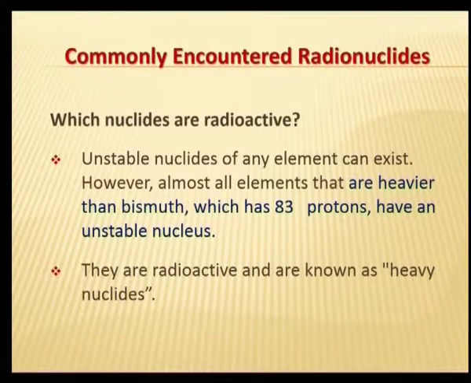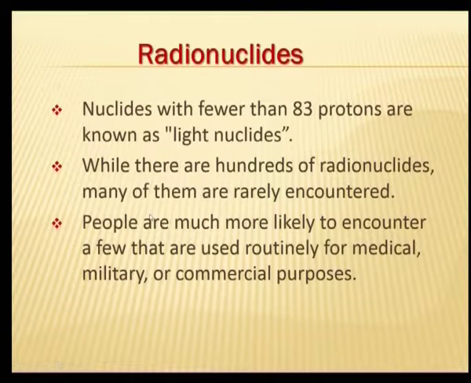The heaviness should be greater than 83, and those nuclei whose atomic number is greater than 83 are called heavy nuclei. I will come to light nuclei, whose atomic number is less than 83, or less than that of bismuth. They are called the lighter nuclei. These are the heavier nuclei. So, the nuclei with fewer than 83 protons, if the proton number is less than 83, are called light nuclei.